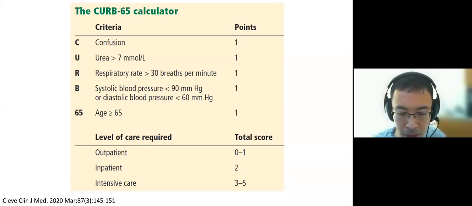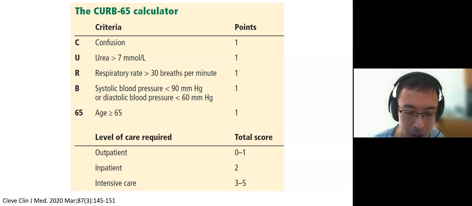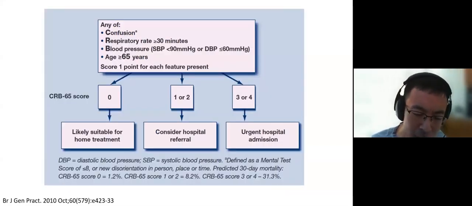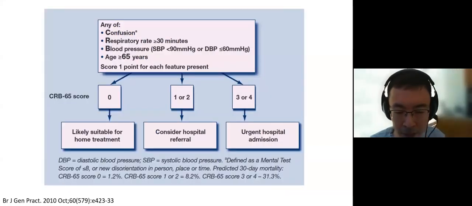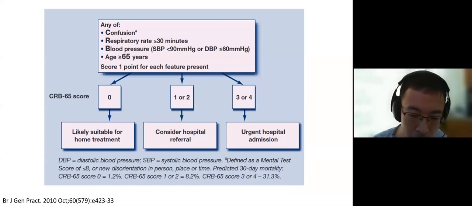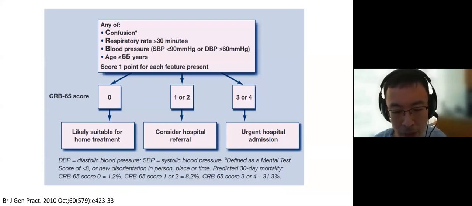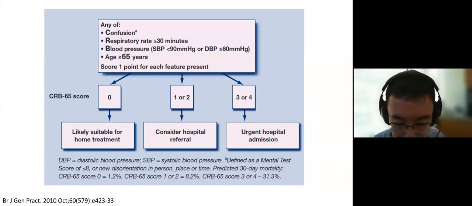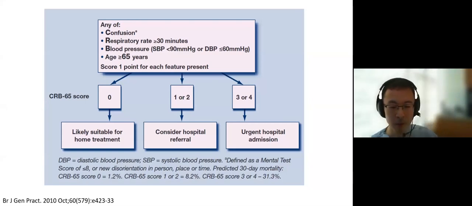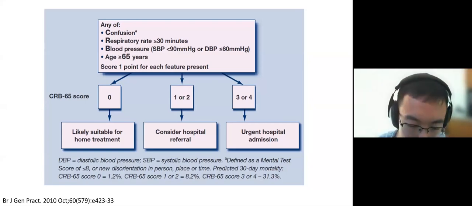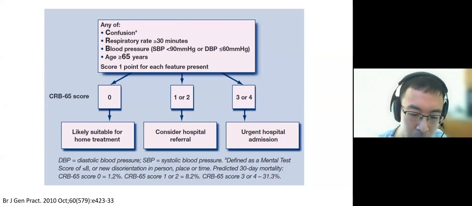This score is problematic in the office setting because you don't have blood work readily available for the serum urea level. That's why they condense the CURB-65 to a CRB-65 and eliminate the urea component completely. As you can see now, the 30-day mortality changes a bit. There's a 1.2% chance of death with a score of 0. Previously, it was 0.7% with the regular CURB-65. And there's an 8.2% chance of death if the score is 1 or 2. Therefore, you can consider hospital admission with a score as low as 1.